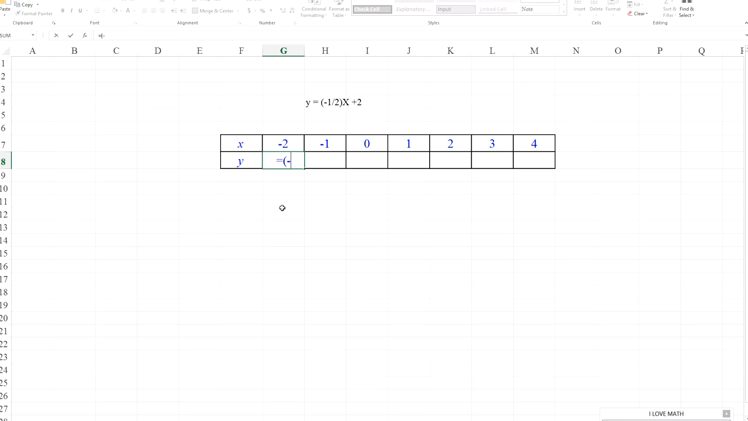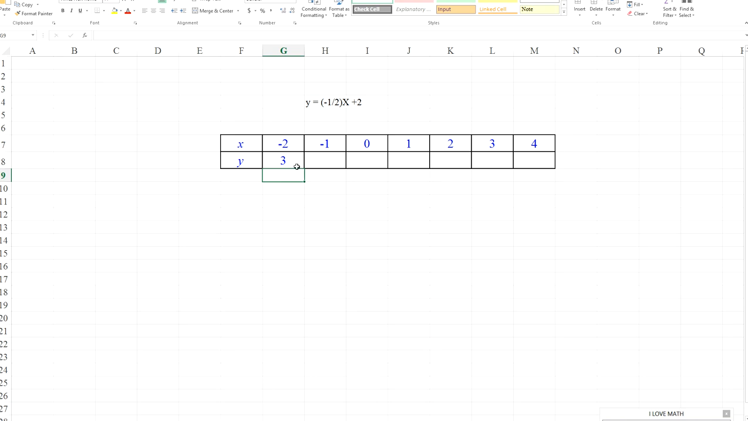negative 1/2 times x, the value of x is this. I'm going to give the cell reference, G7 is right here, G7. This is G7. And then plus 2. Enter. This is 3.